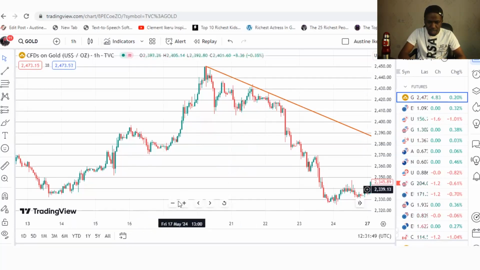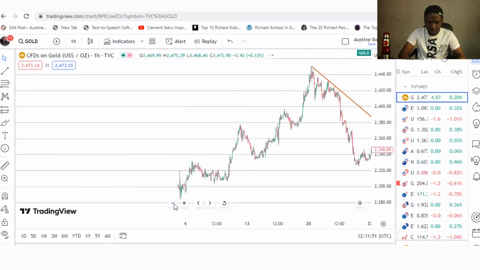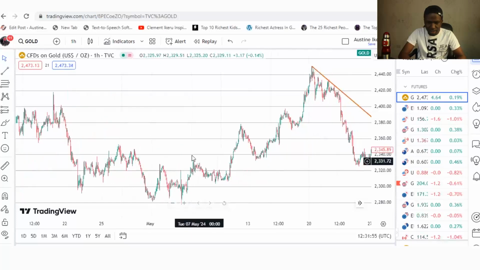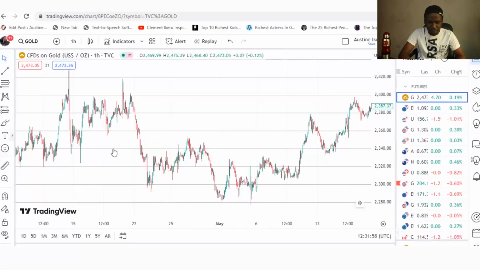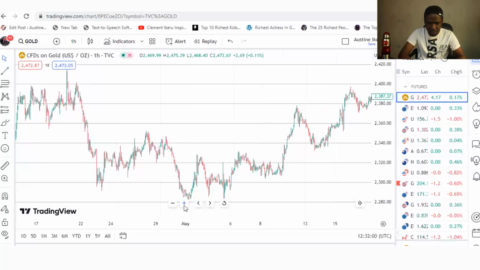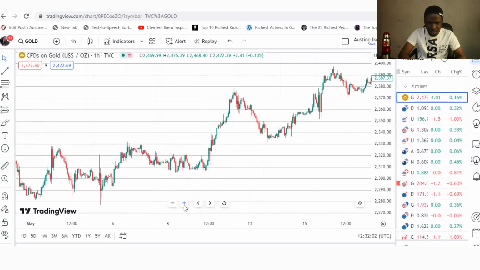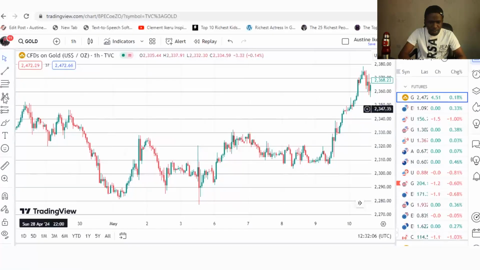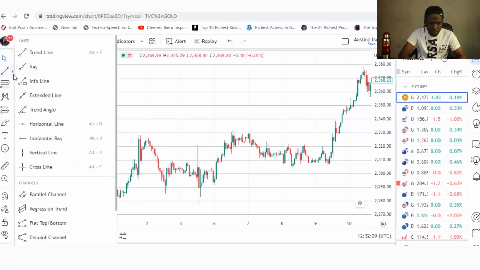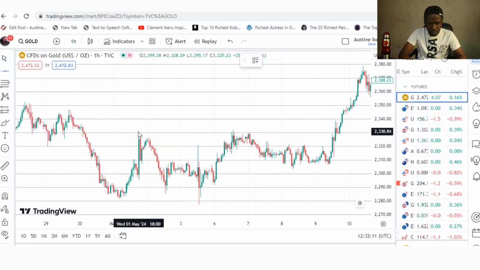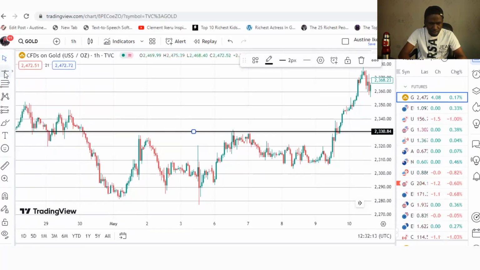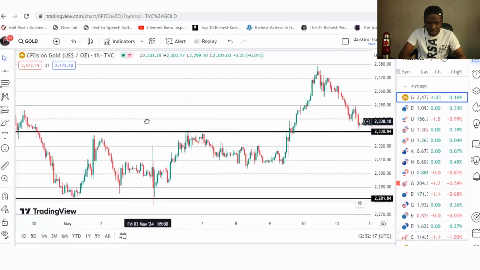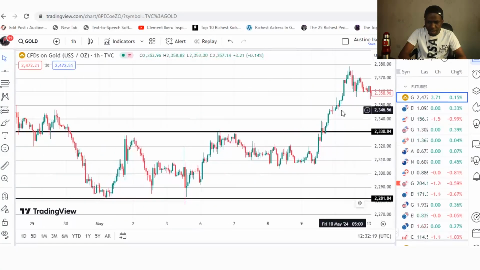So then we now look at the next one, which is a ranging market. In a ranging market, the market is making ups and downs. It's going up and coming down, going up and coming down. That is why I call it a ranging market. So from this point to this point, you can clearly see that the market is in a range before it finally broke out.